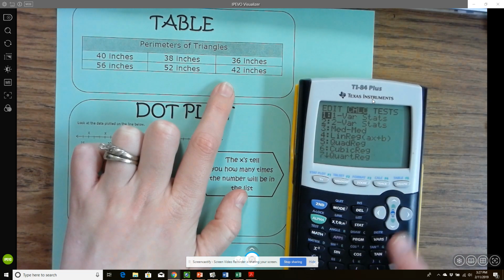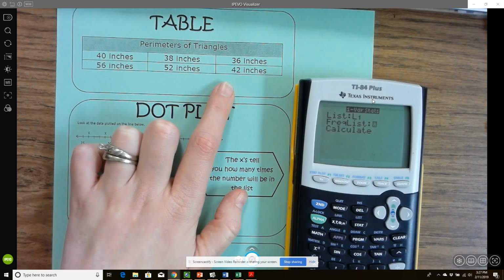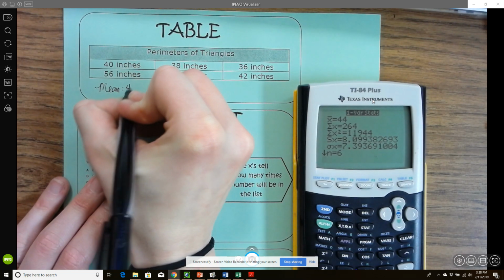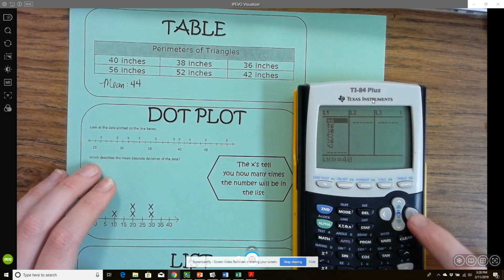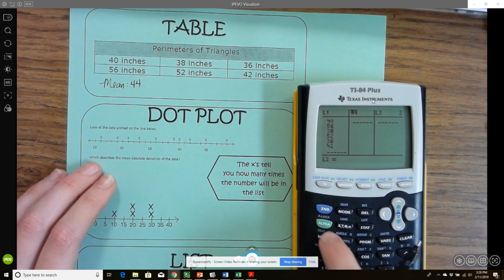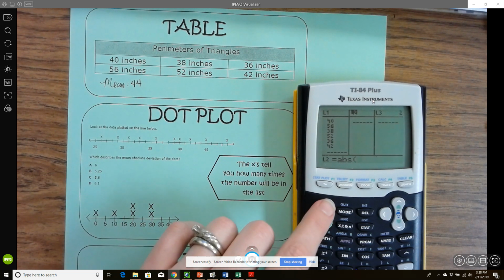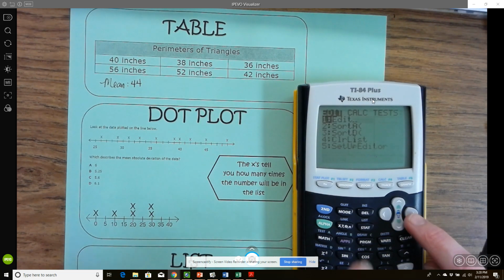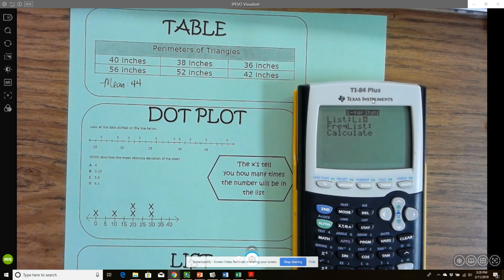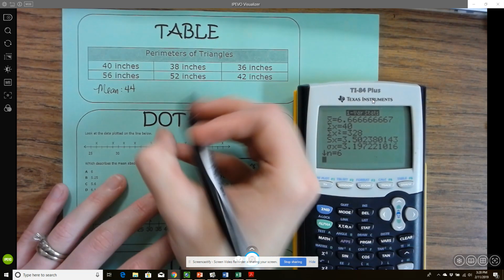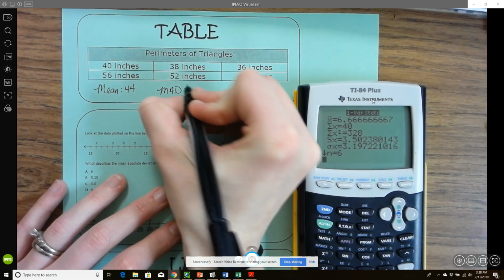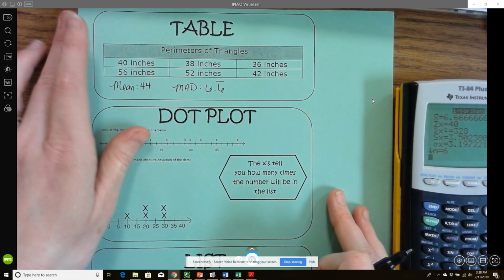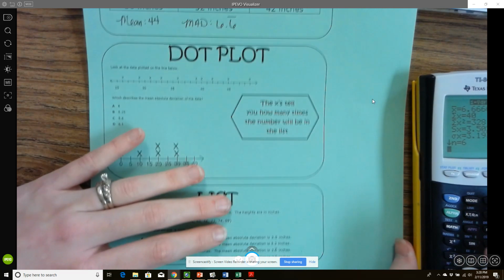And then I do stat calc 1, make sure this says list 1, and I find my mean. So my mean is 44. And then I go back to my list, and up here I highlight L2, and then I do math over 1, second one for list 1, and then I subtract my mean. And then stat calc 1, change this to list 2, and it gives me my MAD, which is 6.6 repeating.